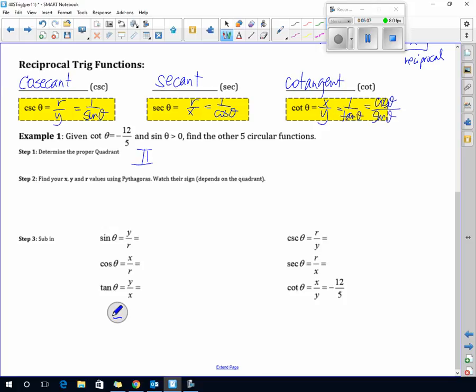Yeah, but cotangent is the reciprocal of tan. When I flip fractions, do I change signs? No, so because cotangent's negative, tan is negative as well, right? So that's essentially what they're telling you: tan is negative, sine is positive. That only happens in the second quadrant. Okay, so now we're going to draw our reference triangle in the second quadrant.